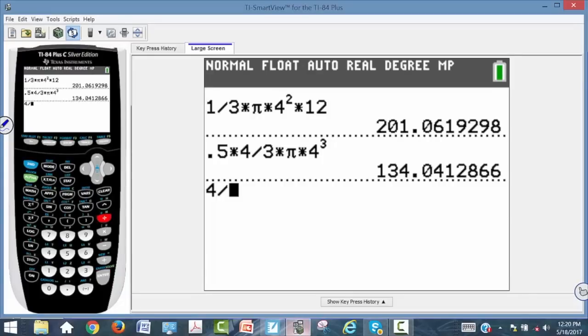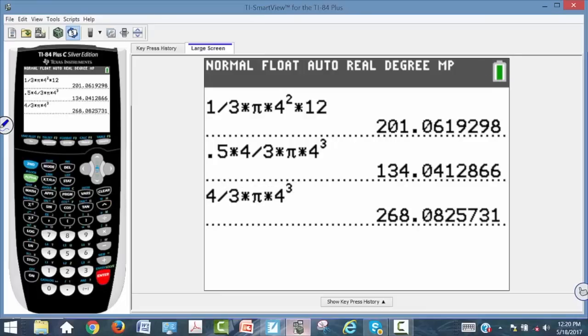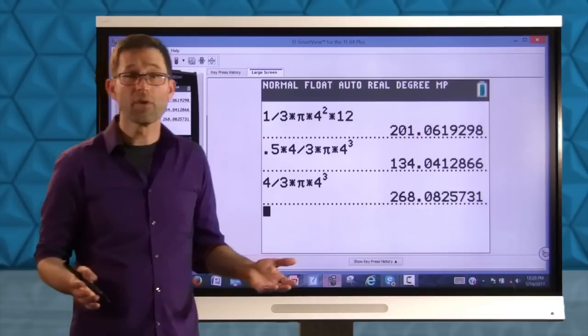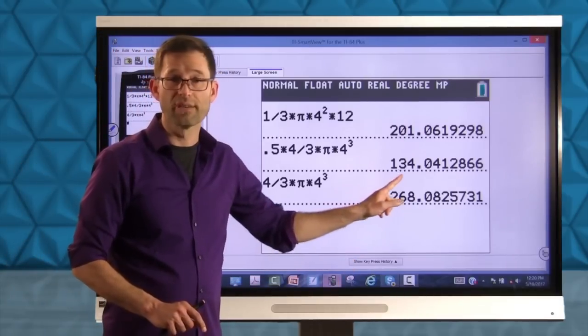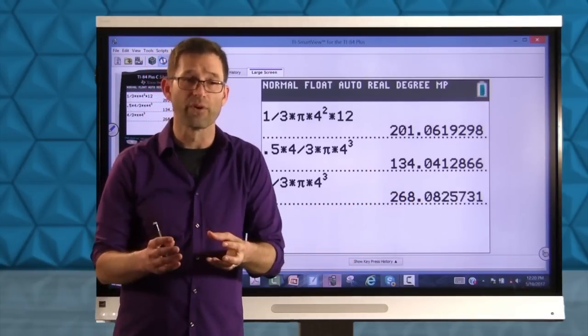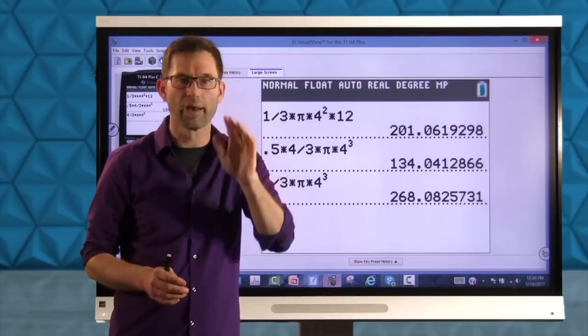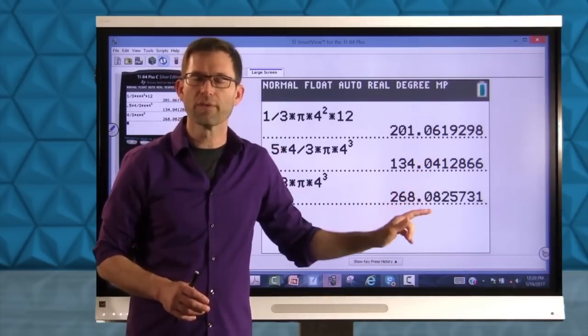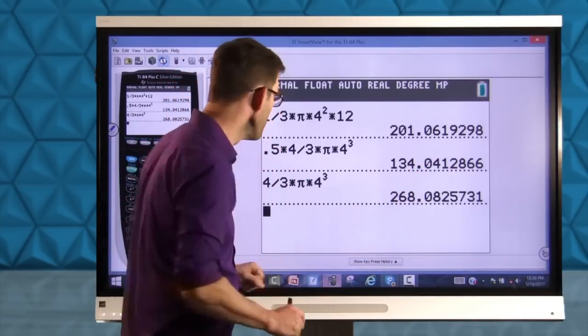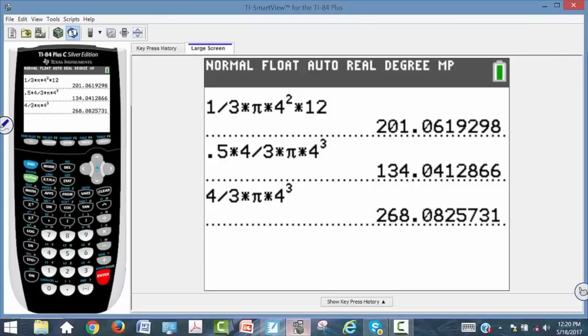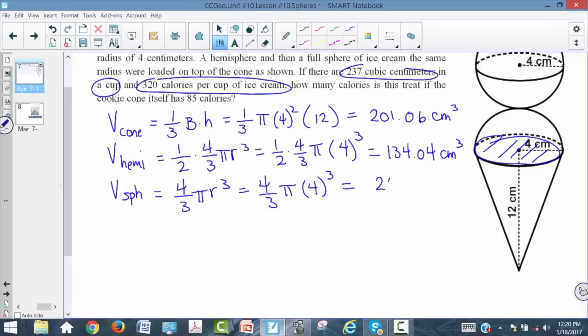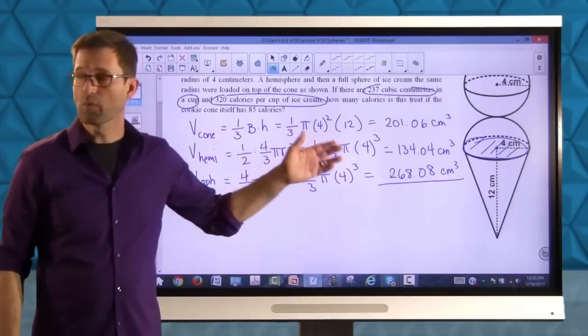All right, 4/3 times pi times 4 to the 3rd. And that gives us 268.08. Now, by the way, this volume is no great surprise, exactly twice this, because the 2 hemispheres, now whether this is completely realistic or not is questionable, but the hemisphere and the sphere are exactly the same. This is just half of that. So 268.08 cubic centimeters. Wow.